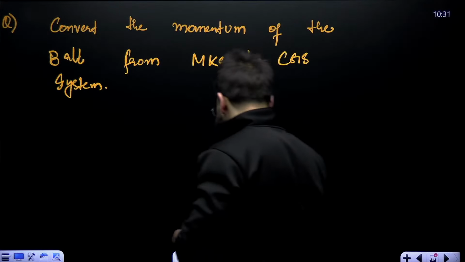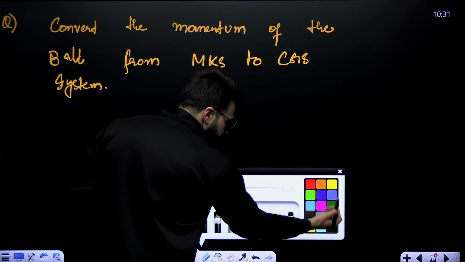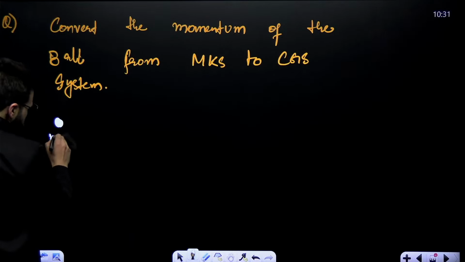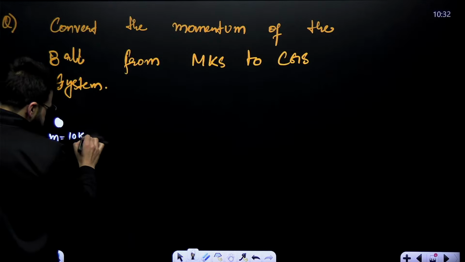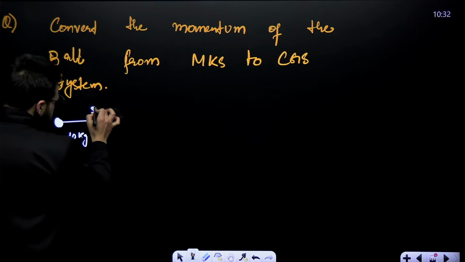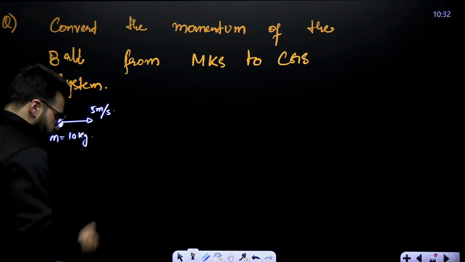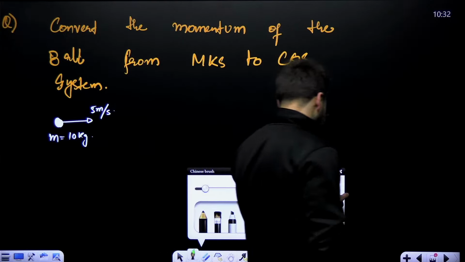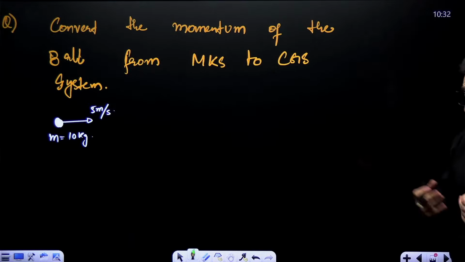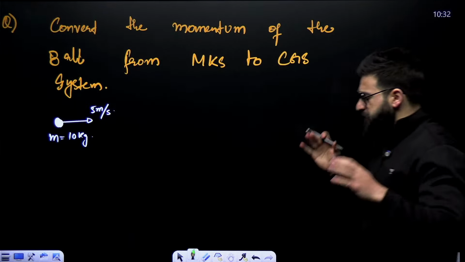Guys, see. Let's suppose we have got a ball over here. This is the ball, okay? And I'm saying mass of the ball is, let's suppose, 10 kgs. This is the mass of the ball. And it is moving with the velocity 5 meter per second. Okay? Its mass is 10 kgs. Velocity is 5 meter per second.